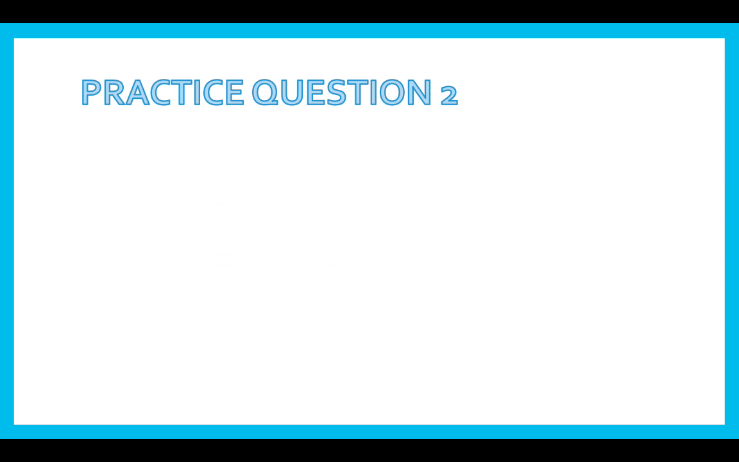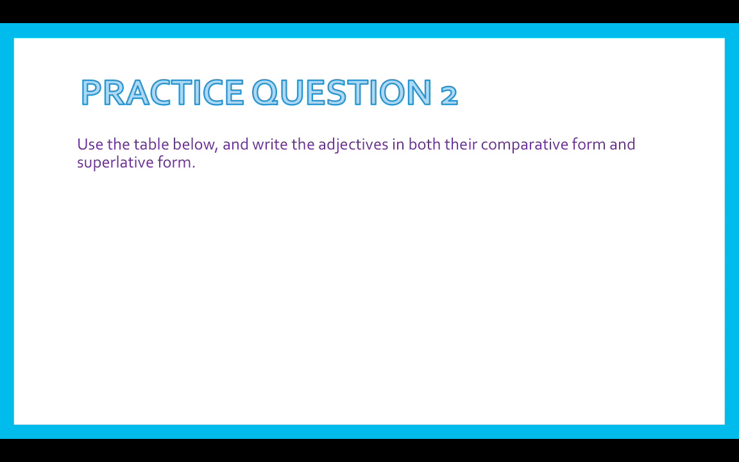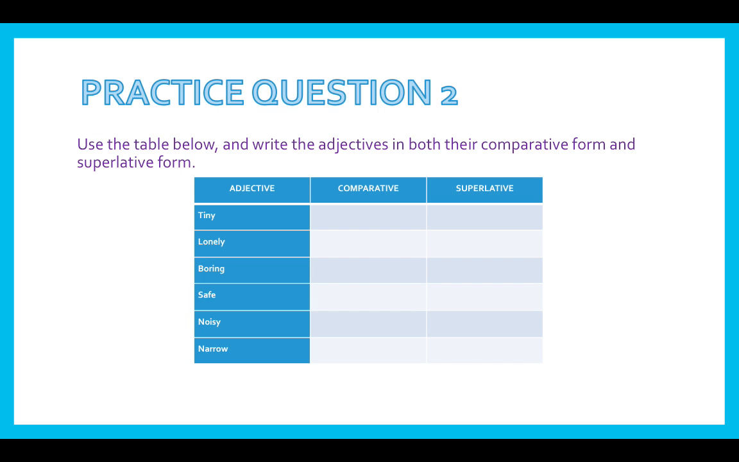So let's have a look at another quick practice question. So use the table and write the adjectives in both their comparative form and superlative form. Okay, so we've got the words tiny, lonely, boring, safe, noisy, narrow. So again, draw this out on a blank piece of paper, pause this video and have a go at answering this question. So you're finding the adjectives' comparative form and superlative form, okay?